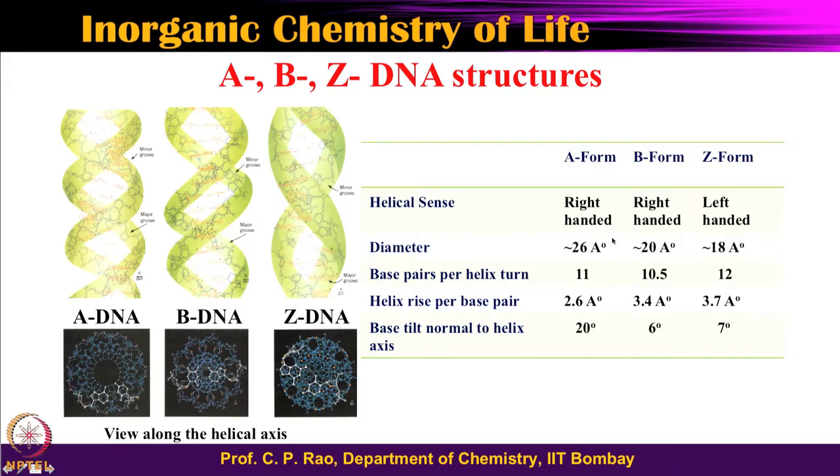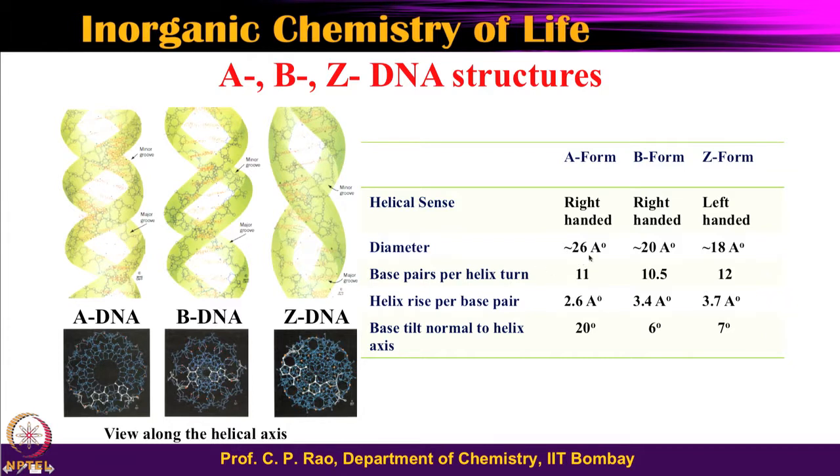Now let us look at what we have on the right side. So the A type and B type are right handed helices, and the Z type is a left handed helix. So, as you can see, it is going like this, whereas here it is going like that. So this is called right hand and left hand. I am sure you are aware, right hand is going in the clockwise direction, and the left hand is going in the anti-clockwise direction. Okay. So what are the differences that you can see?